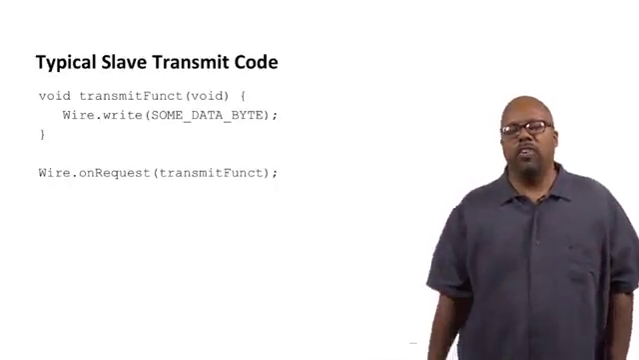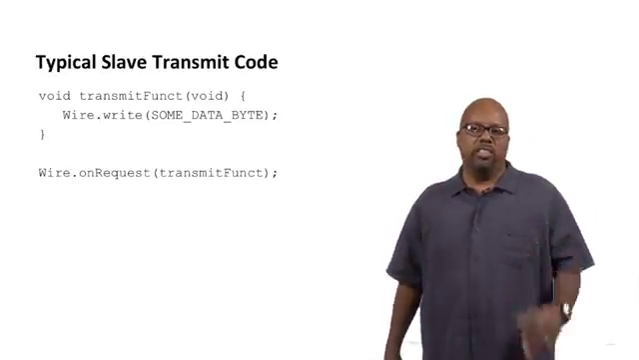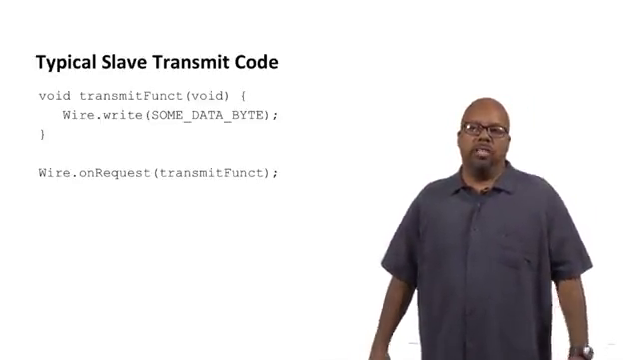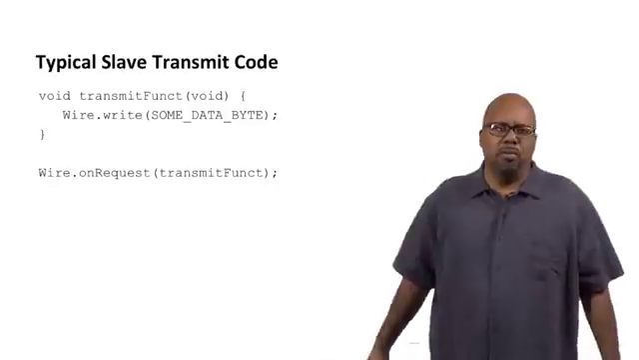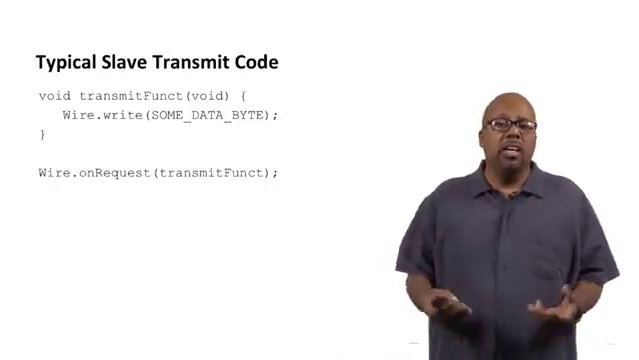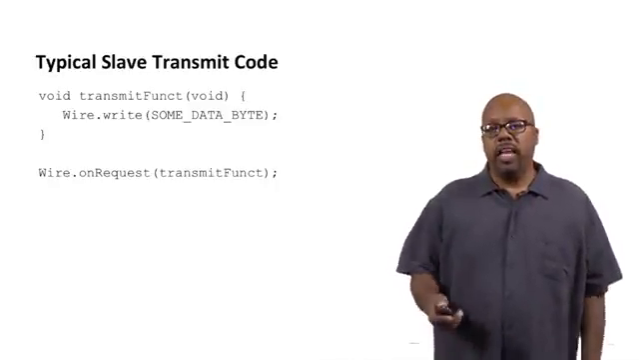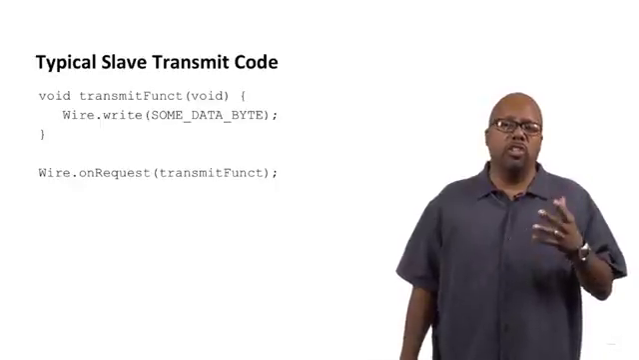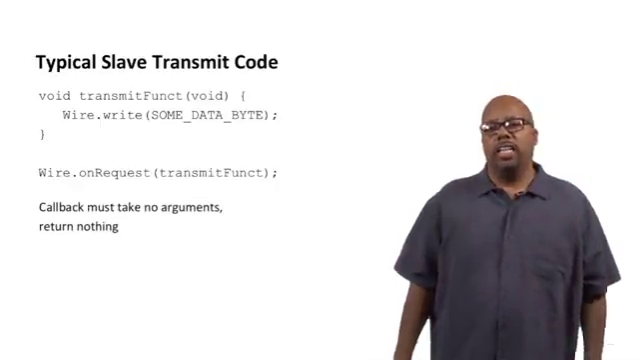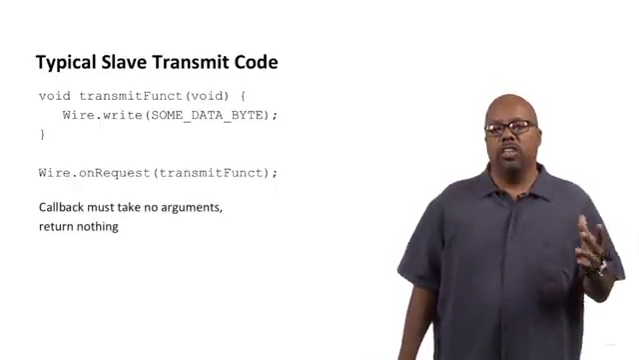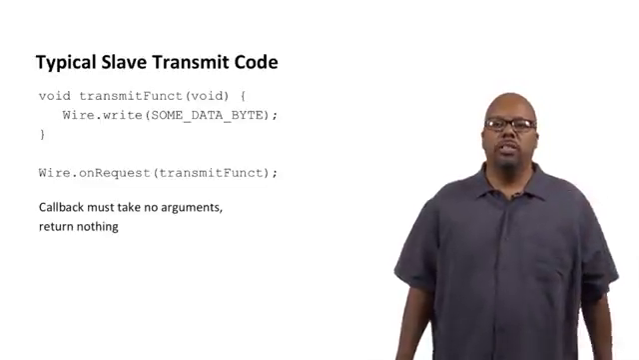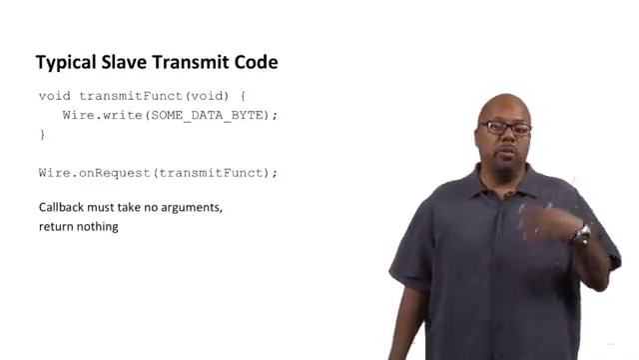If you look at transmit funct at the top, all it does is call write. It sends some data, a byte. Very simple. It could do whatever we want. In this case, it just sends one byte. And this transmission function, this callback function called transmit funct, has to take no arguments and returns nothing, it returns void. But its name can be whatever you want it to be.